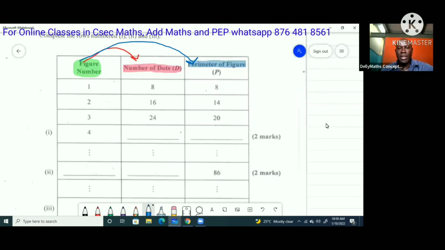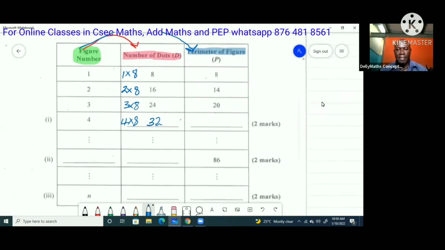When you look at this, we're definitely seeing that there is a 1 times 8. I'm seeing 2 times 8. I'm seeing 3 times 8. So definitely column 1 to column 2, we're multiplying the nth term by 8. So definitely this is a 4 times 8, and it's going to be 32. All right. So that is 32 right there.